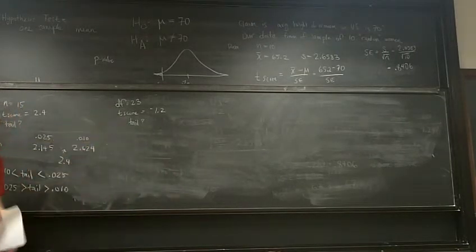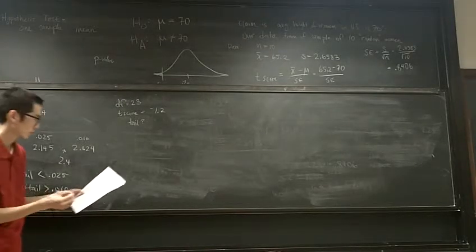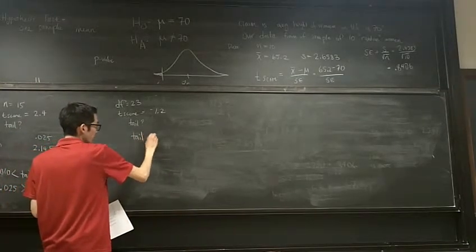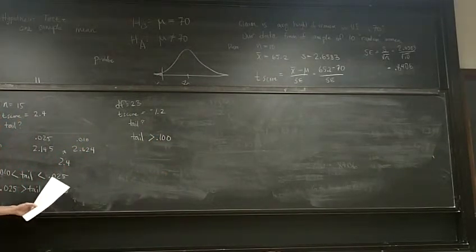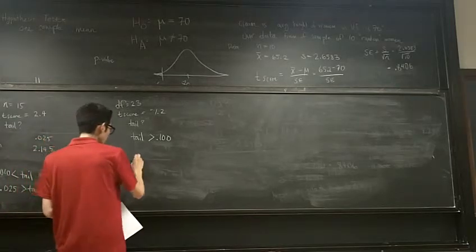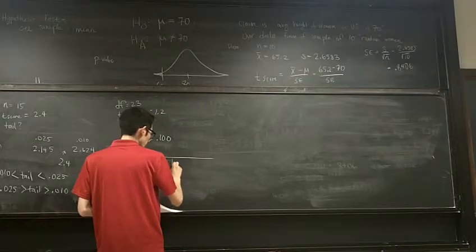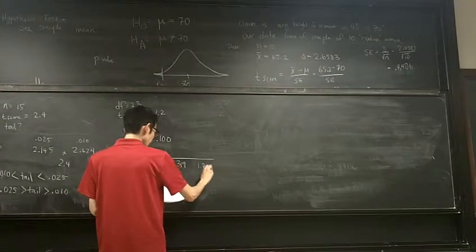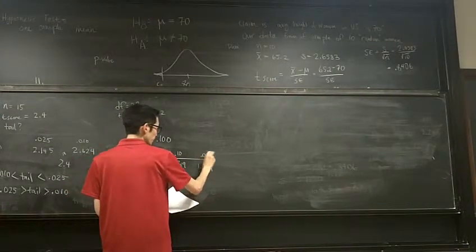Okay, degrees of freedom 23, and your t-score is negative 1.2. How much do you have in your tail? More than 10%. Why? We look up 23 degrees of freedom, and the very first number we have is 1.319, and the next number is 1.714, and the corresponding tails are 10% and 5%.